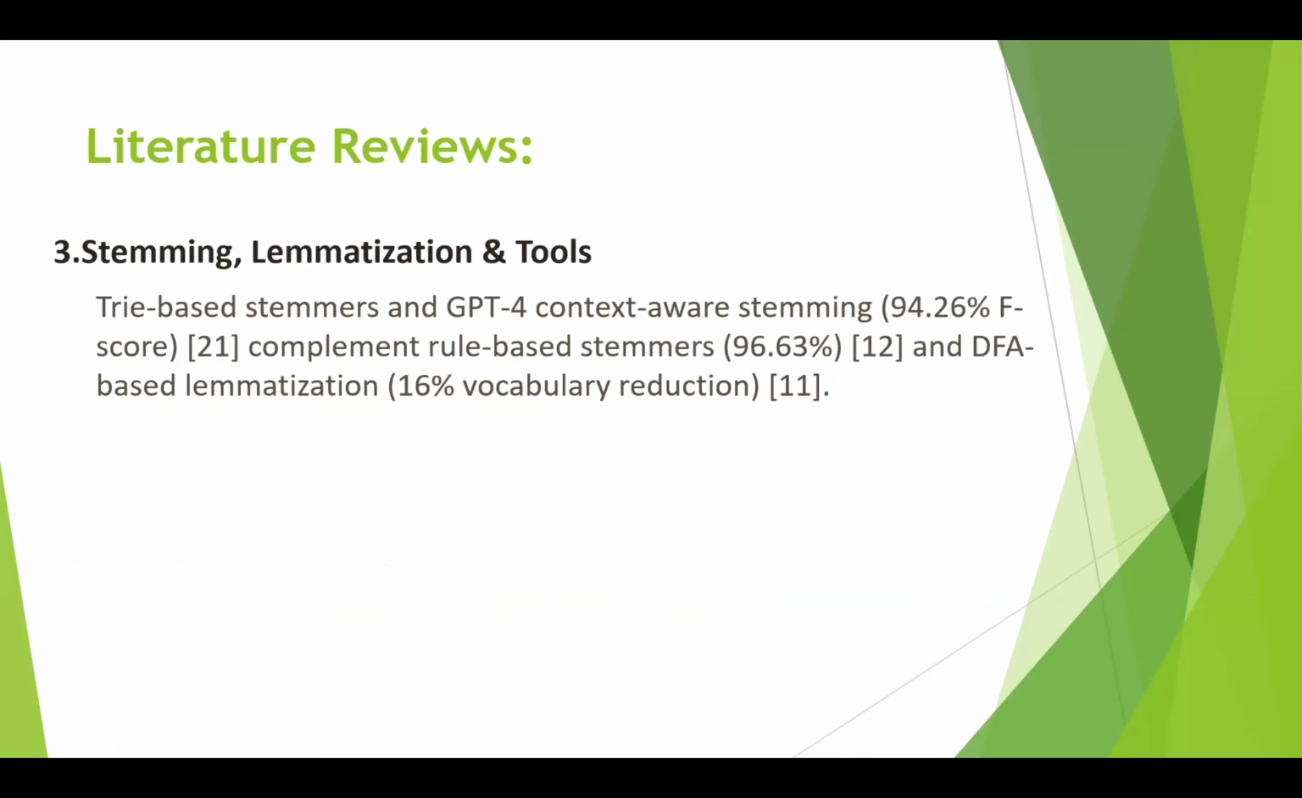The third strand covers stemming, lemmatization and supporting tools. Trie-based stemmers speed up processing, and GPT-4 based context-aware stemming reaches 94.26% F-score, while traditional rule-based stemmers reach 96.63% accuracy, and DFA-based lemmatization achieves a 16% vocabulary reduction, which meaningfully improves downstream topic modeling.